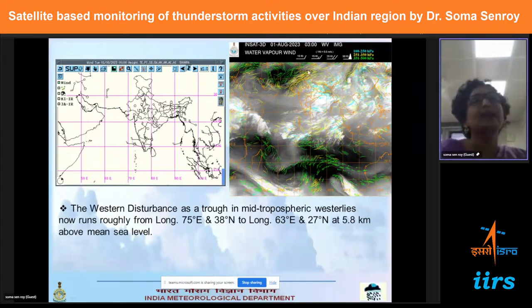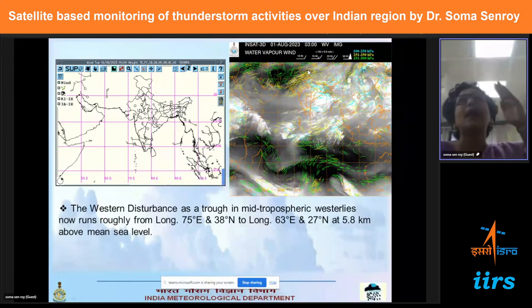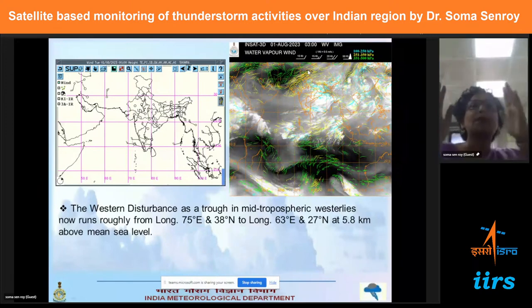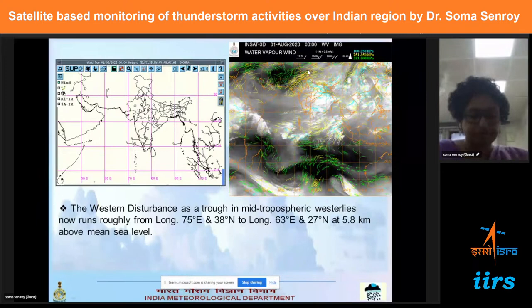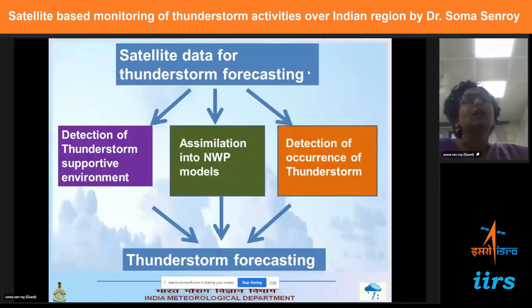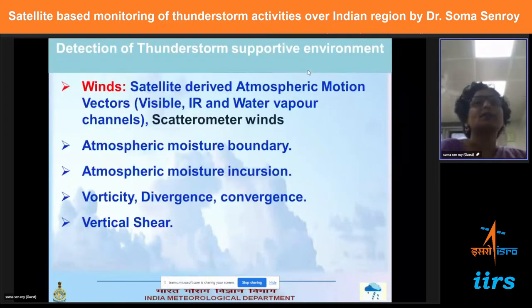If our weather forecasting has improved in locating the weather systems and intensification of the weather systems, it is mainly because of the satellite data, which has allowed us to actually assign more features than would be possible just based on, say, the radiosonde data. The other aspects that I talked about, atmospheric moisture incursion, vorticity divergence, I'll show you with an example later.